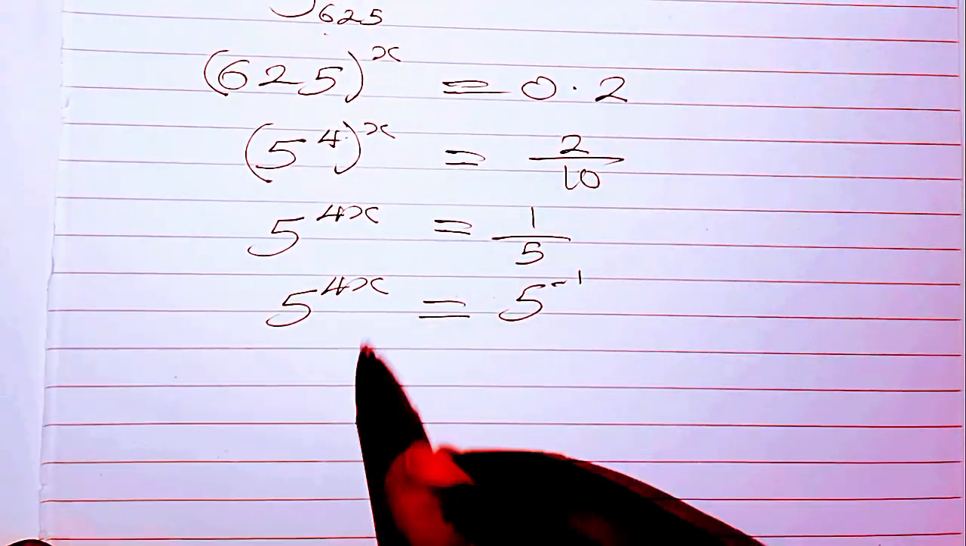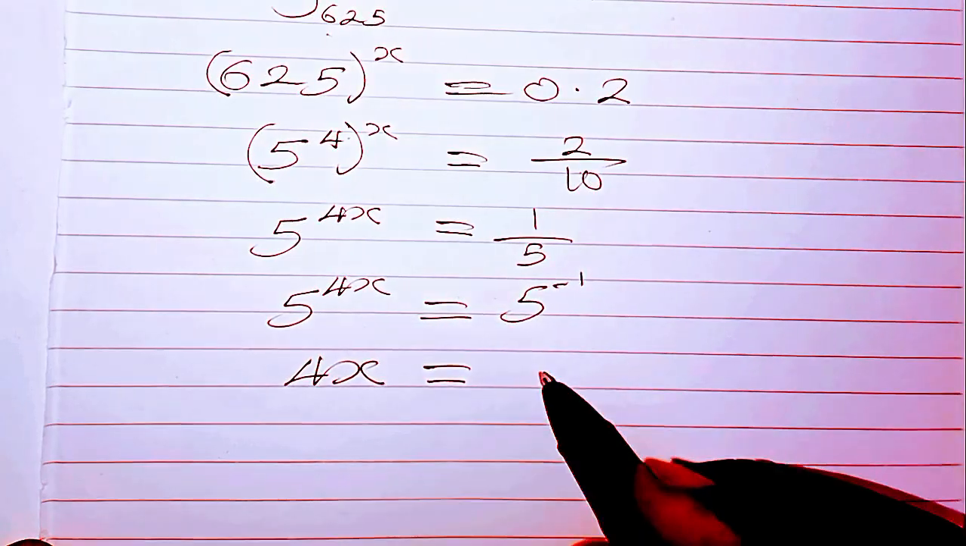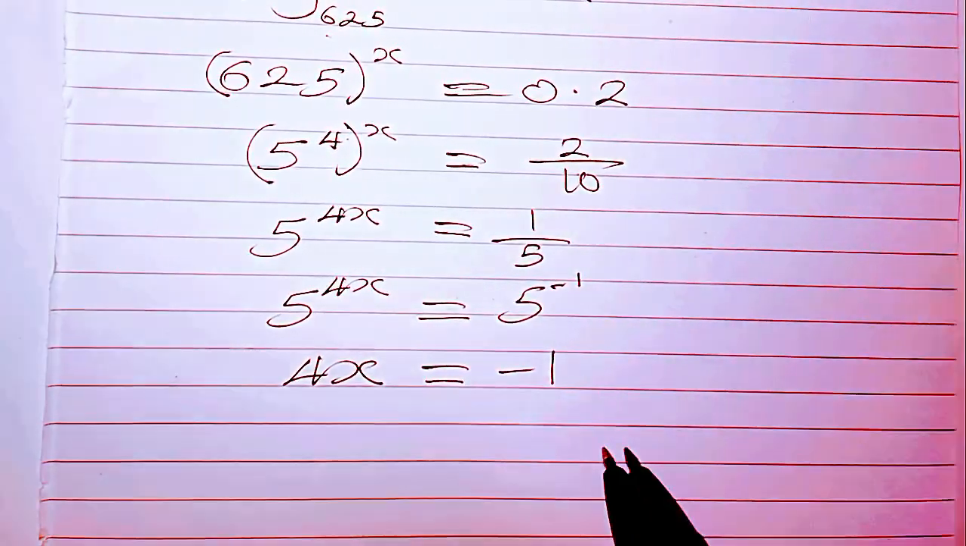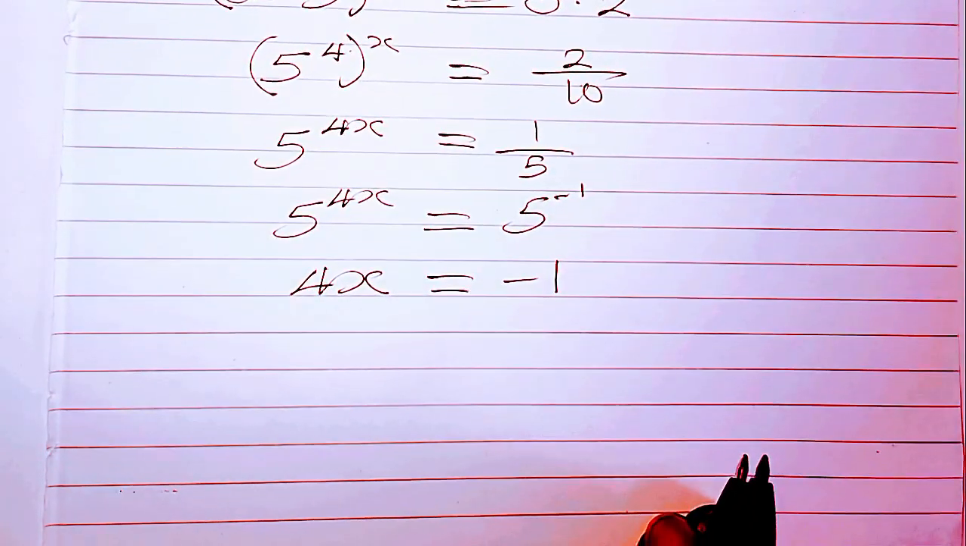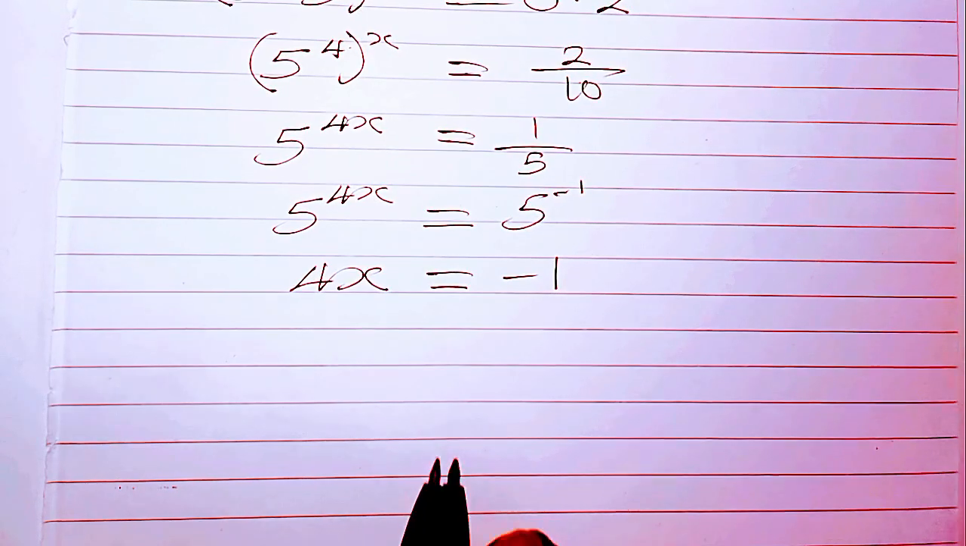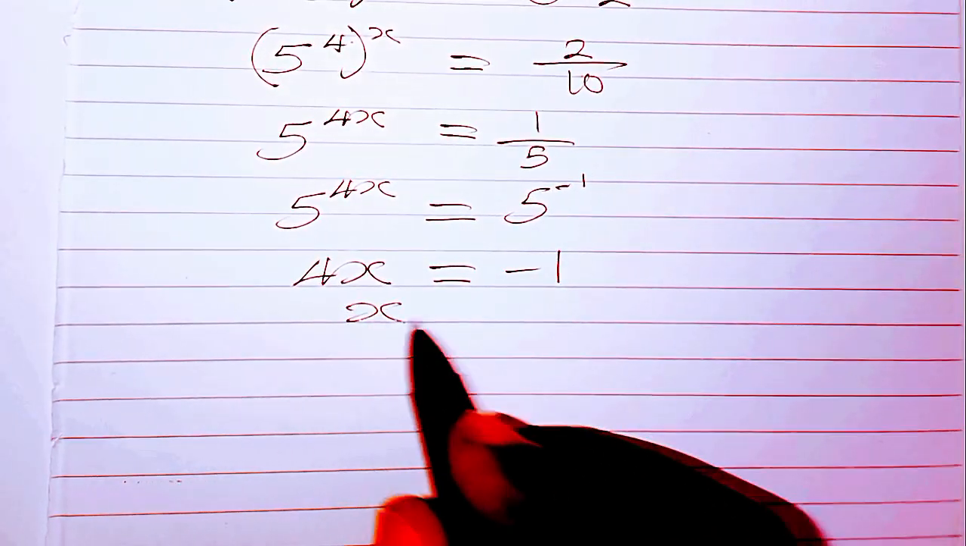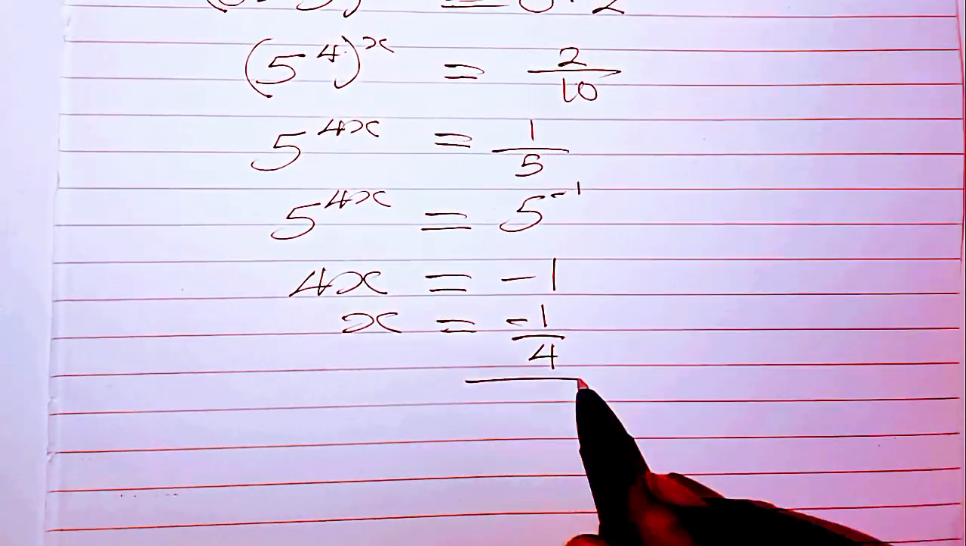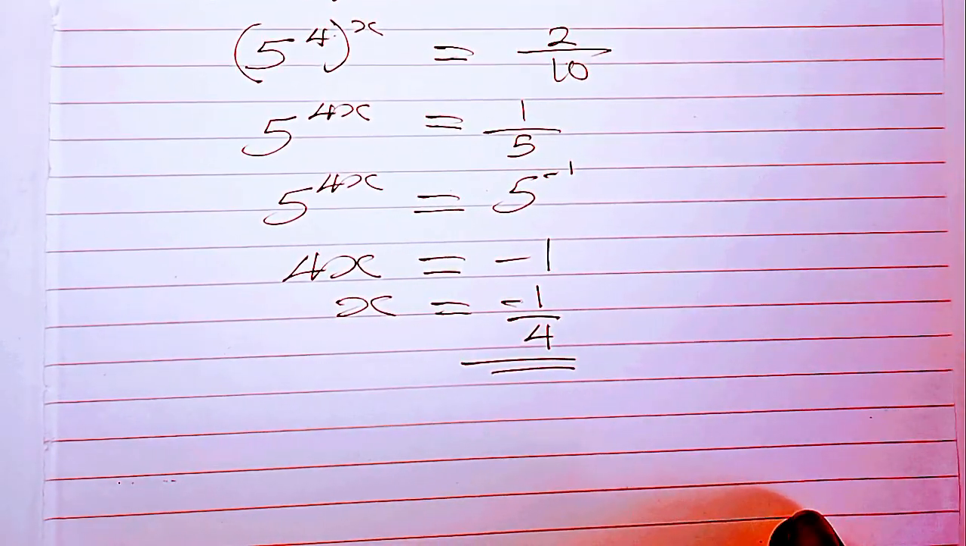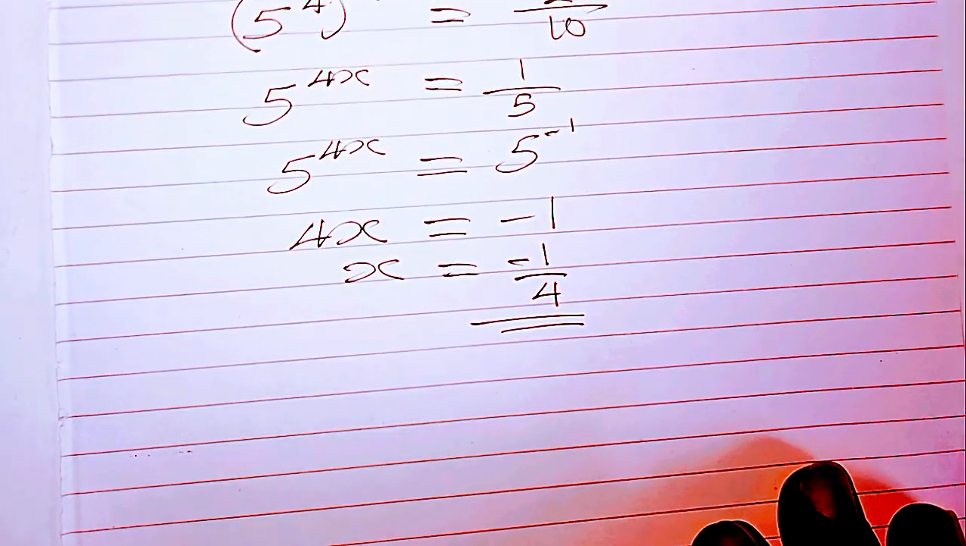So equating the indices, we have 4x equal to minus 1. So if 4x equal to minus 1, we need to divide both sides by the coefficient of x. So dividing both sides by the coefficient of x, our x becomes minus 1 over 4. So that is the answer to such a question. Let's take a look at another example.